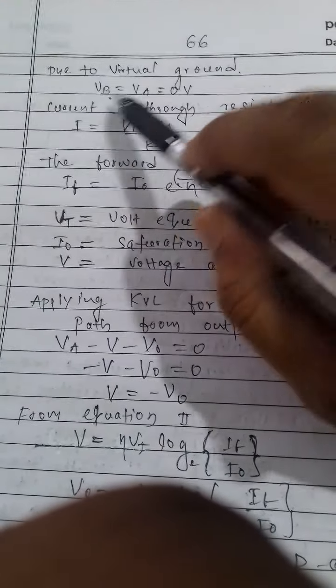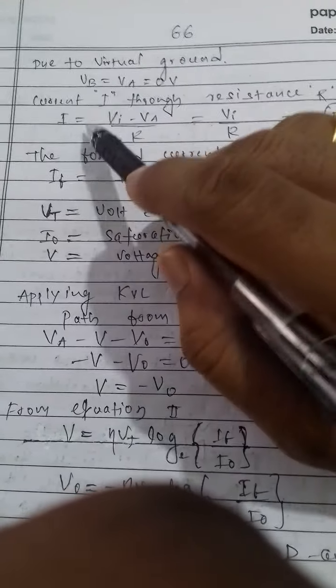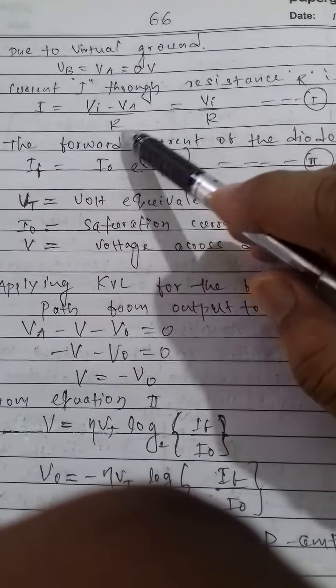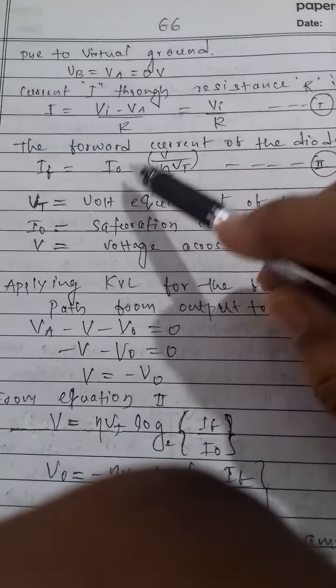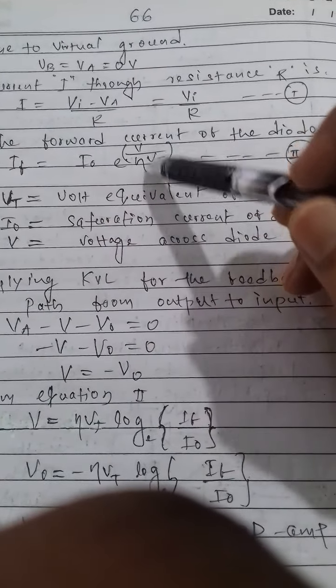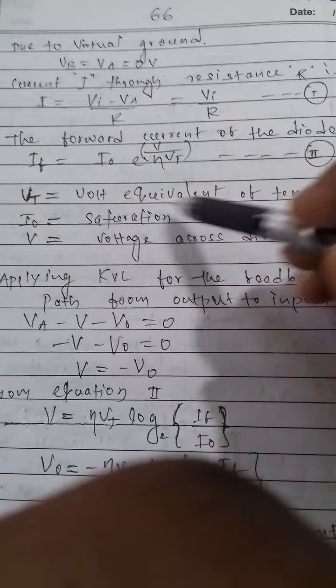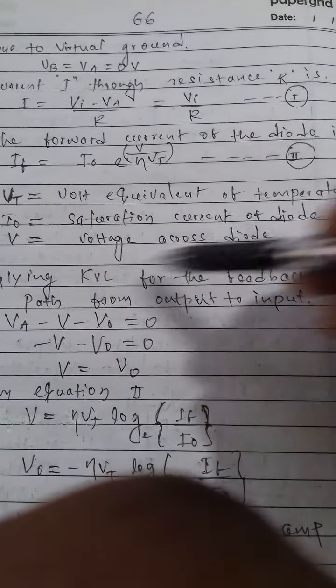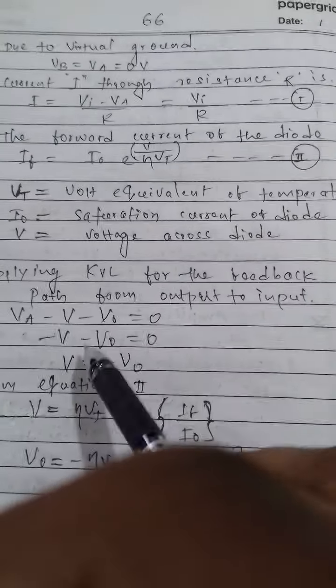And due to virtual ground, VB is equal to VA is equal to 0 volts. Current I through the resistance R is I is equal to VI minus VA upon R is equal to VI upon R. The forward current of the diode is IF is equal to I naught e raised to V upon eta Vt. Vt is the volt equivalent of temperature. I naught is the saturation current of the diode. V is the voltage across the diode.